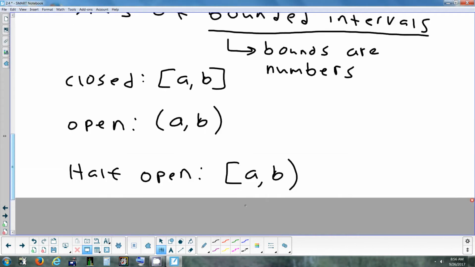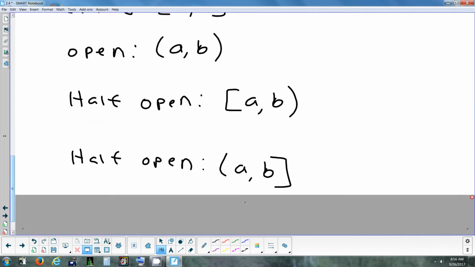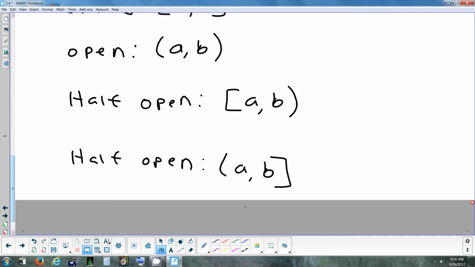And depending on whether you're more optimistic or pessimistic, you have a half-open interval. I guess you could also say half-closed. This one is half-open on the right. And this one is half-open on the left. Any questions on the four types of bounded intervals?